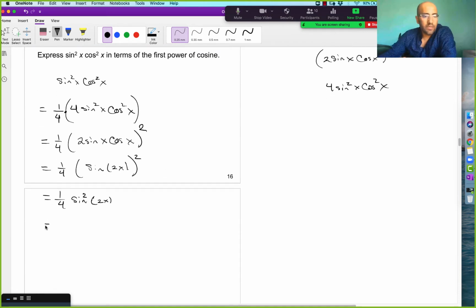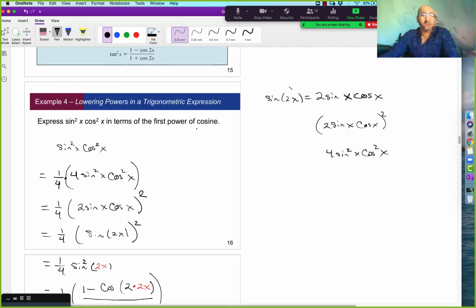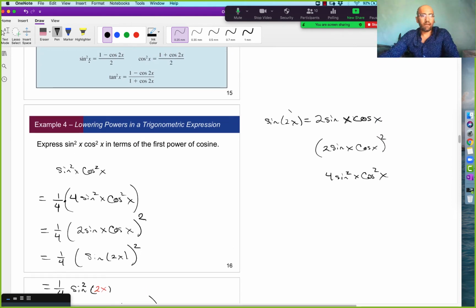So this will be equal to 1/4 times 1 minus cosine of twice the angle. This angle was 2x, so that's the angle that goes in here, 2x, all over 2. Is that okay? The power lowering formula says that whatever the angle is in there, you're going to double it.